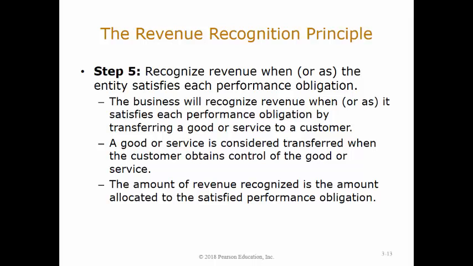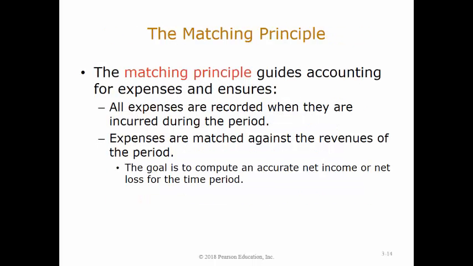The business will recognize revenue when or as it satisfies each performance obligation by transferring a good or service to a customer. A good or service is considered transferred when the customer obtains control of the good or service. The amount of revenue recognized is the amount allocated to the satisfied performance obligation.